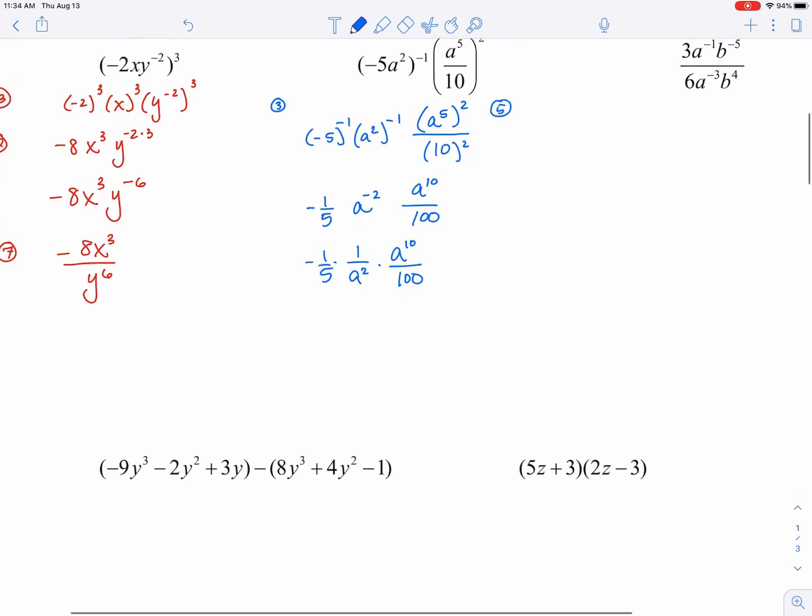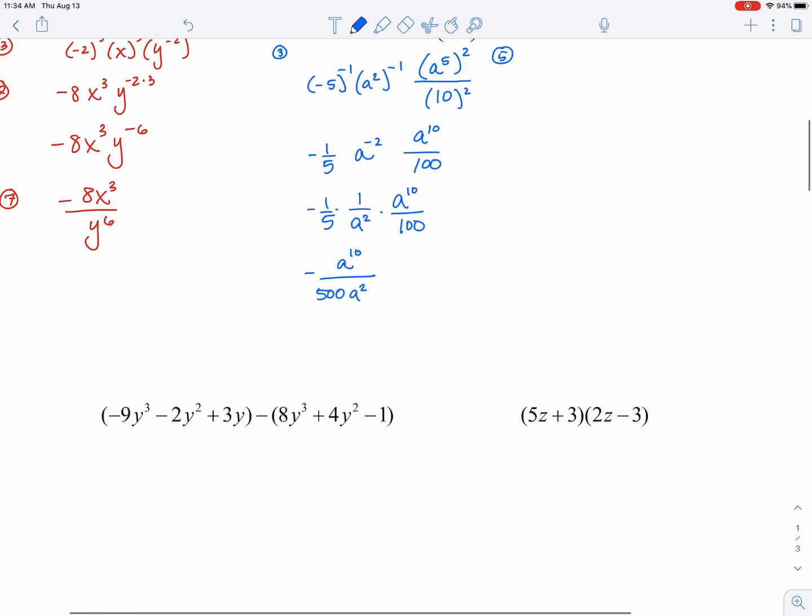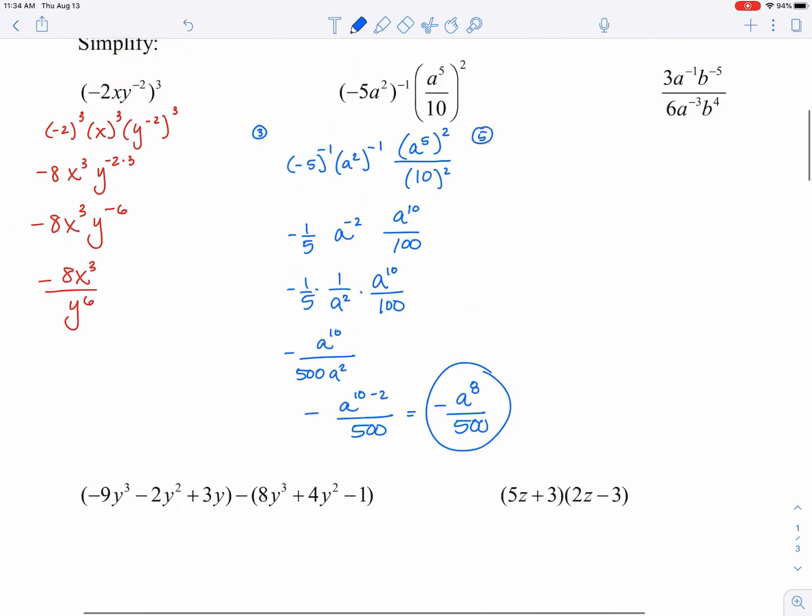These are all multiplied together, so we're going to multiply across top and bottom. This is negative a to the 10th power over 500a squared. And then finally what we're going to do here is combine the top and bottom powers of a, which is negative a to the 10 minus 2 power over 500, which is equal to negative a to the 8th over 500. And that's our final answer there.